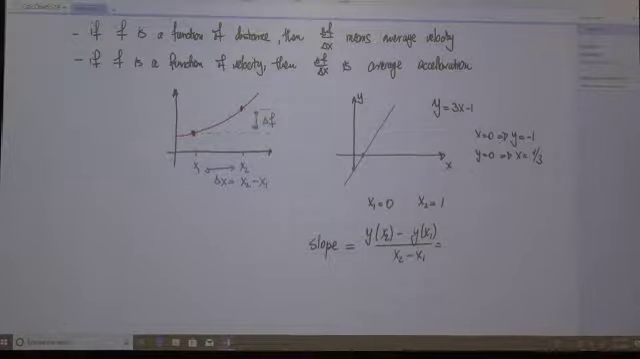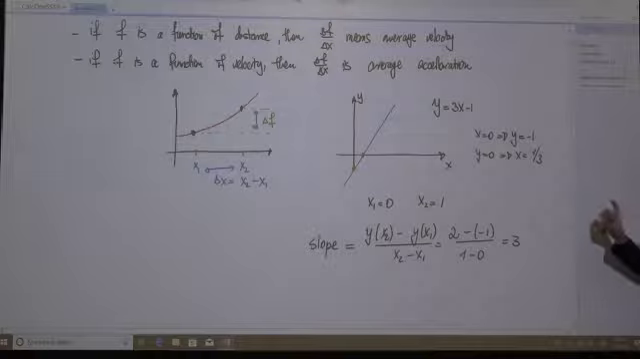3 multiplied by 1 minus 1, it is 2, right? If your point is 0, what will be the value of the function? It will be minus 1, right? So minus 1 divided by 1 minus 0, which is 3, right? It gives you the slope.